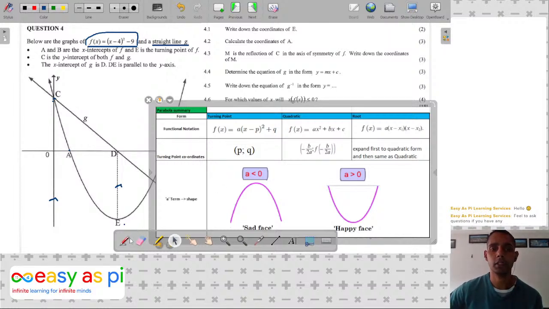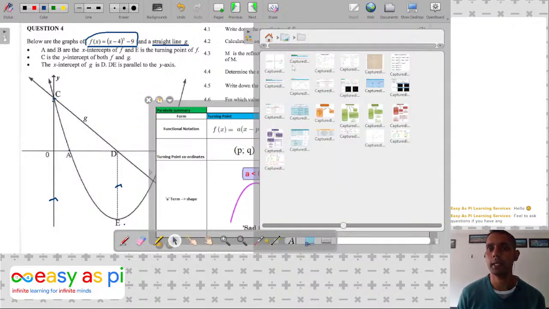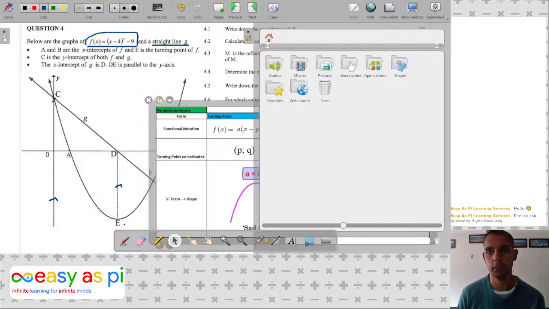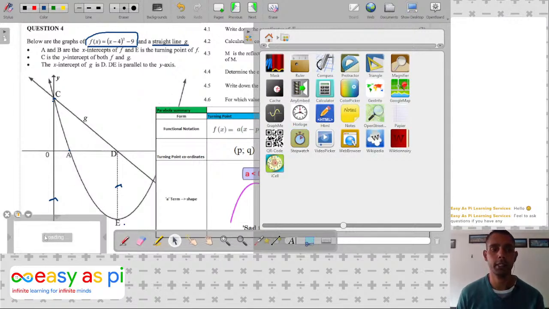They also want you to determine the coordinates of A, which is one of the roots. And then they say M is the reflection of C in the axis of symmetry of F, and to write down the coordinates of M. So here's what we're going to do. Let's have a look at 4.1 and 4.2. Let's see if you can work that out.